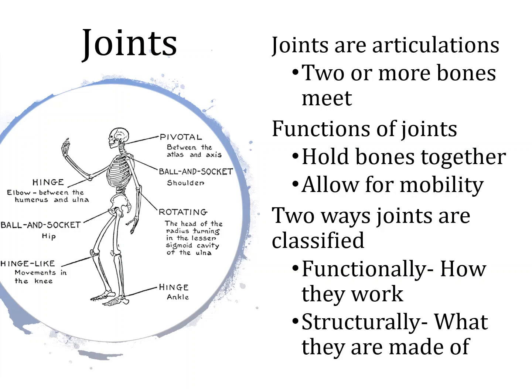Our joints are classified in two different ways. They're going to be classified functionally and structurally. So functionally is going to be how they work. Structurally is what they're made out of, right? And these classifications kind of run together. You'll see that on the next slide.